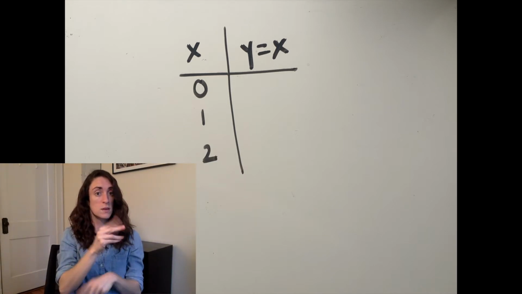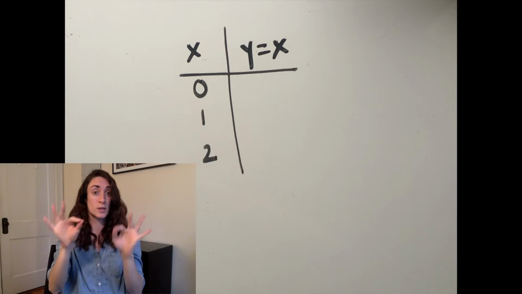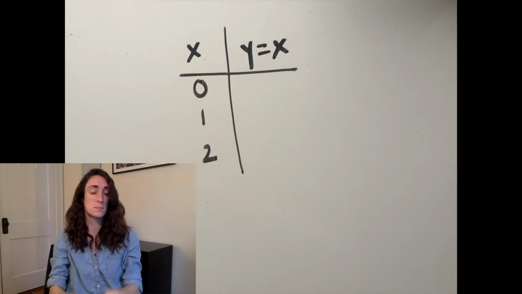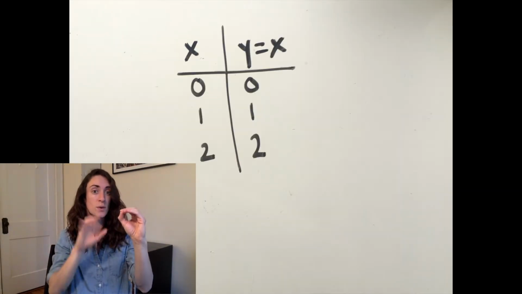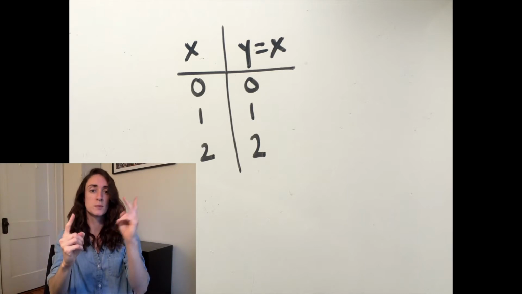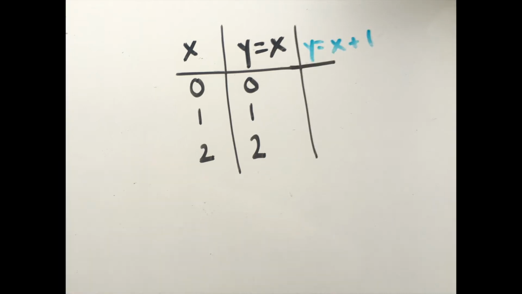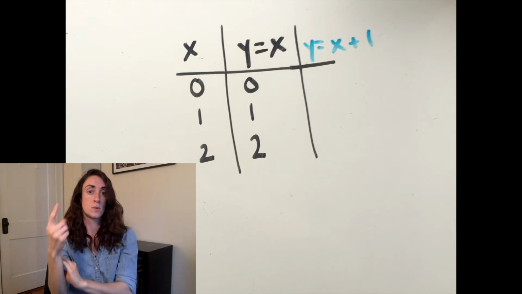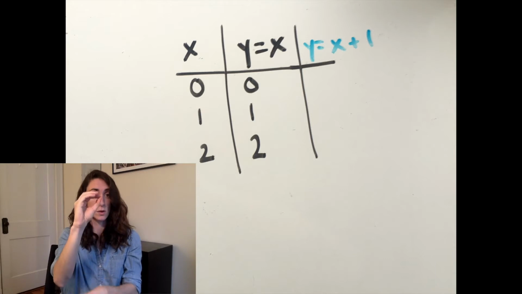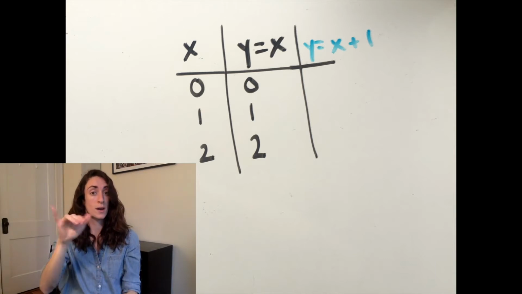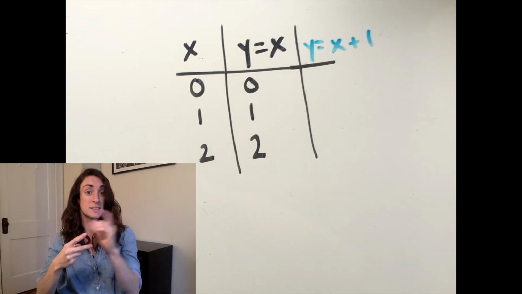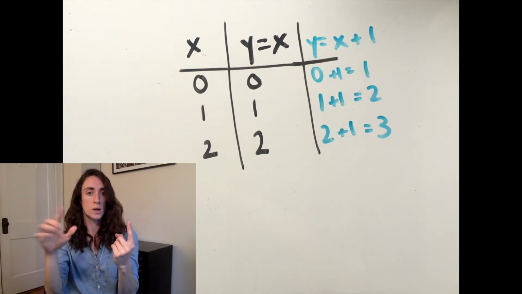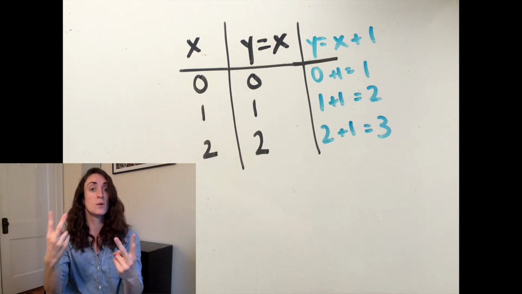So first we'll pick some x values to try, x equals 0, 1, and 2, and then we'll put those in and find y. First we have y equals x, so whatever x is, y will be the same. If x is 0, y is 0, if x is 1, y is 1, and if x is 2, y is 2. Next, we'll look at y equals x plus 1. So again, we'll use x equals 0, 1, and 2, and then we'll find y. So y will equal 0 plus 1, which is 1. Then we'll have y equals 1 plus 1, which is 2, and y equals 2 plus 1, which is 3. So we've got our three y values.